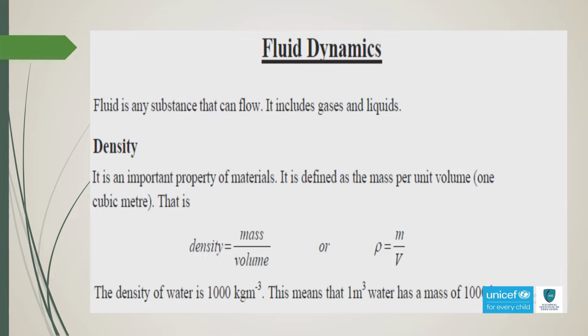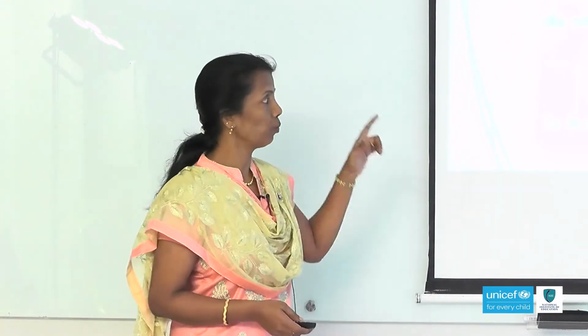Here you get to question something like this. If the density of a fluid is some value, what does it mean? For example, the density of water is 1000 kilogram per meter cube. What does it mean? It means 1 meter cube of water has a mass of 1000 kilogram. So you should be very clear about the significance of the value of density. Whenever you are asked to find the density, you can find the density in kilogram per meter cube, that's the SI unit.